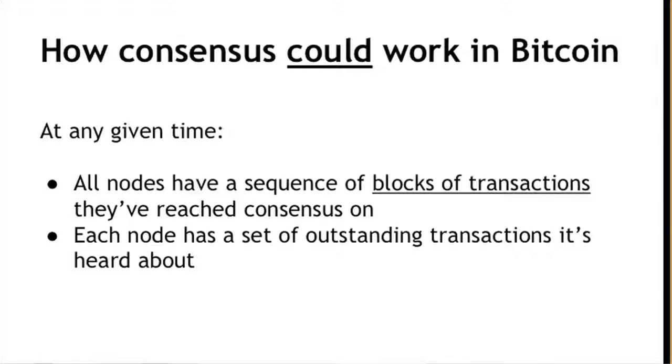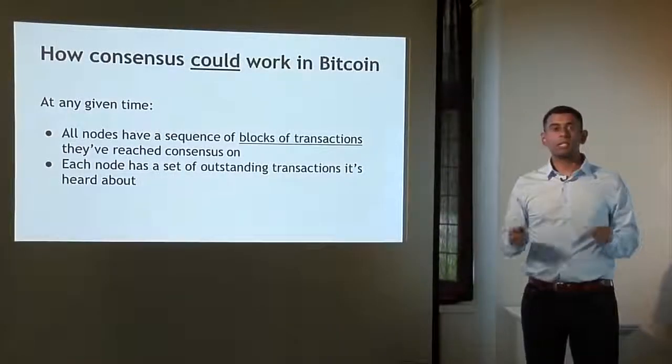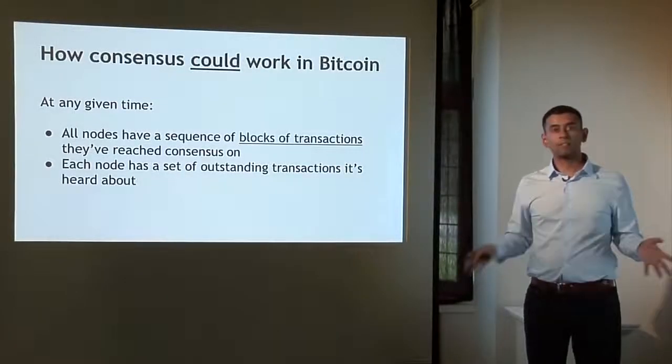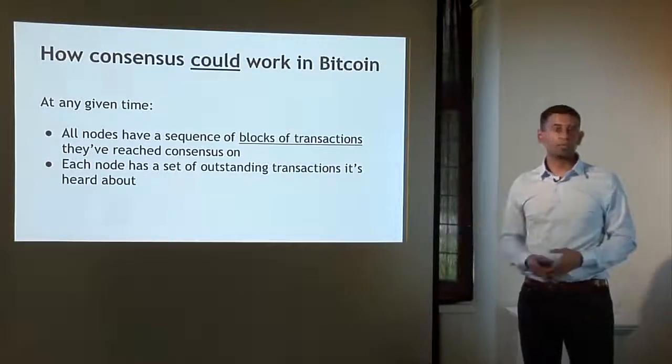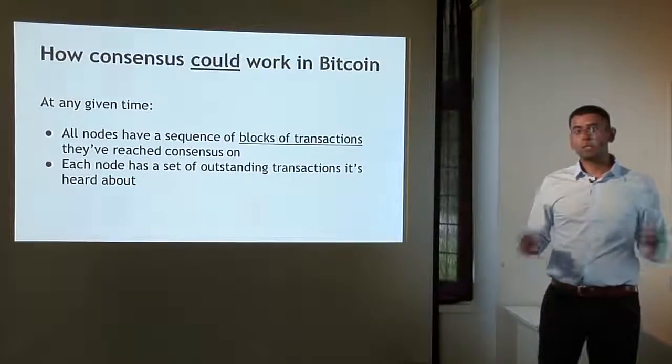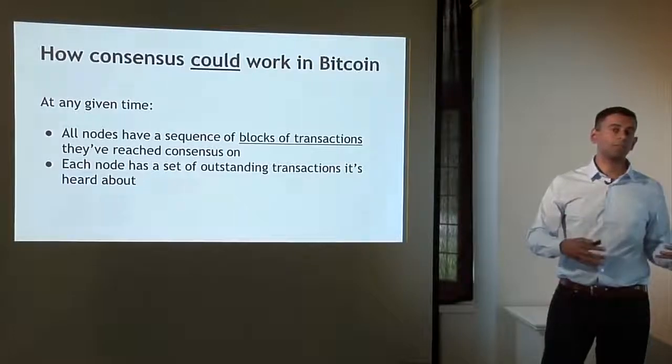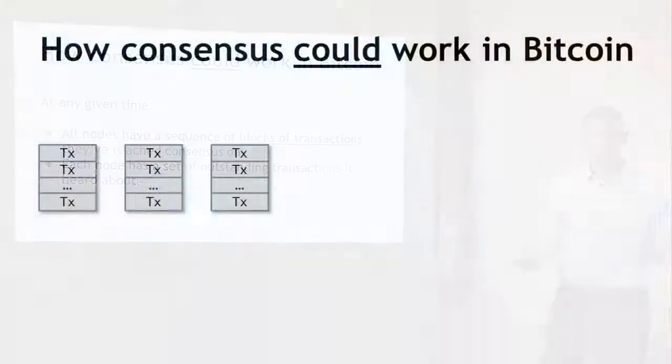So at any given point, all these nodes in the peer-to-peer network would have the sequence of blocks that they've agreed upon already. And each node would then have a set of outstanding transactions that it has heard about. Recall that for these transactions, consensus has not yet happened. And so almost by definition, each node might have a slightly different version of the outstanding transactions that it's heard about. The peer-to-peer network is not perfect, so some node may have heard about a transaction, but not other nodes.